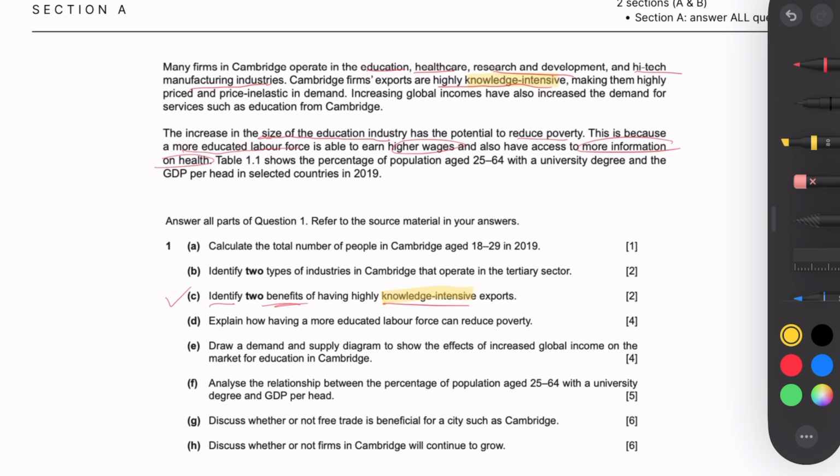So you will know that the answer is actually around this area, and then after you read the same sentence, you'll notice that the answer is highly priced and price inelastic in demand. So this is how underlining the keywords can actually help you later on when you answer the questions.